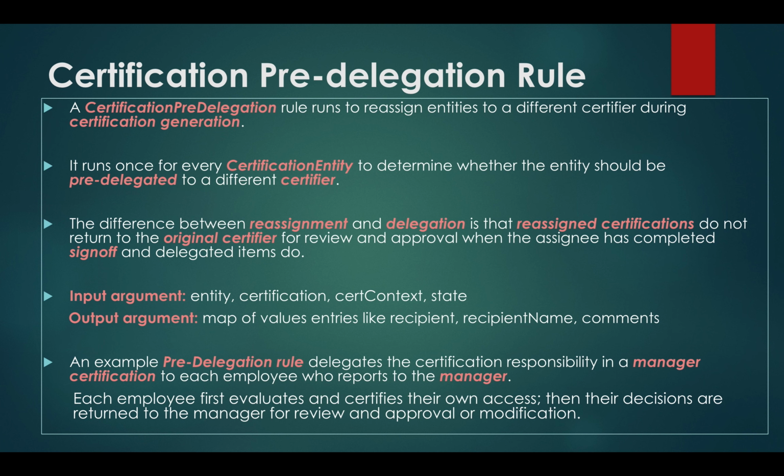The other one is the pre-delegation rule. Just like the certification entity rule, the purpose of the pre-delegation rule is to determine where the certification entity or certification items have to be pre-delegated. One example of a pre-delegation rule is one that delegates the certification responsibility in a manager certification to each employee who reports to that manager. So each employee first evaluates and certifies their own access, then their decisions are returned to the manager for review and approval or modification. In such a scenario, we can implement a certification pre-delegation rule.